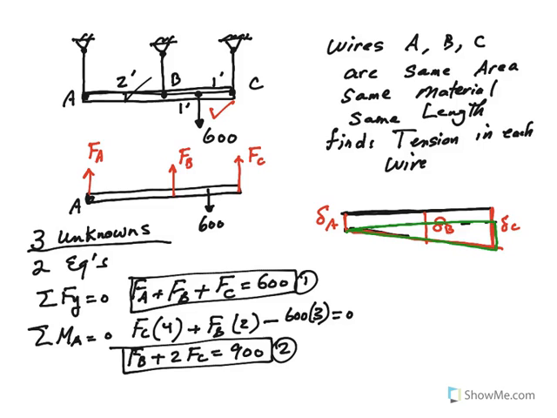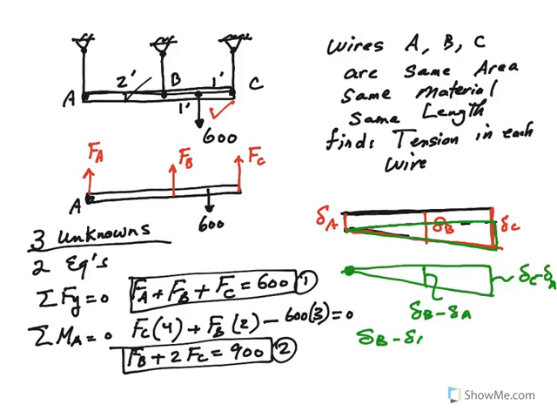Look at this green triangle. What is that? Isn't that delta B minus delta A? What is that? Delta C minus delta A. See that? Now I can use similar triangles again. Delta B minus delta A divided by 2 is the same as delta C minus delta A, sorry, divided by 4. And then if you cross multiply, let's go back to black.